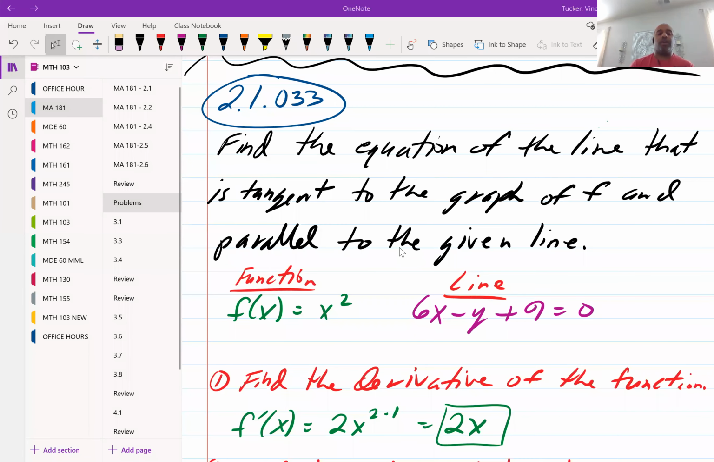All right, so here are a few problems that were requested by a couple classmates. Notice here I got the number 2.1033, so you can match that one up. If they're not in order, you can match up that number.